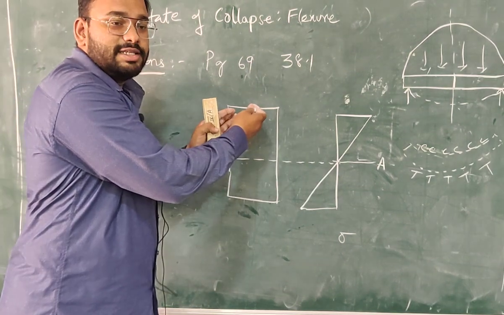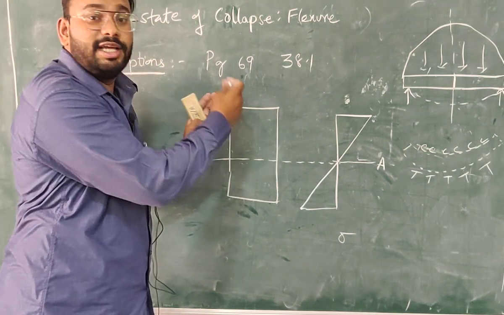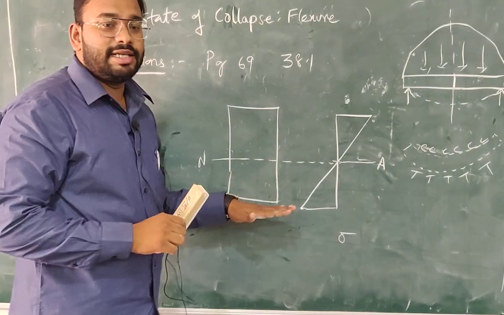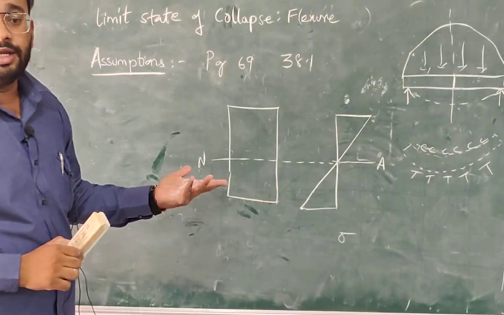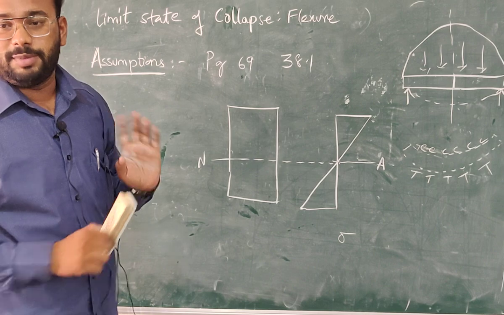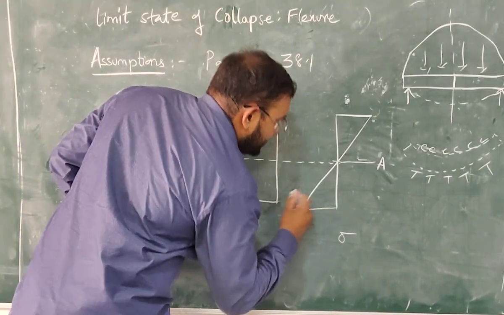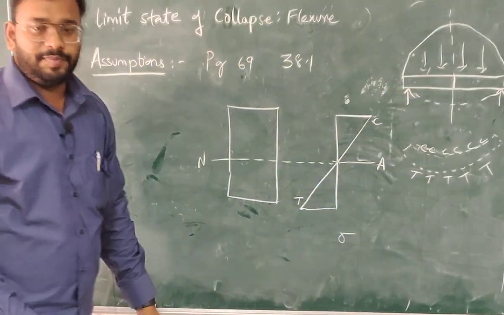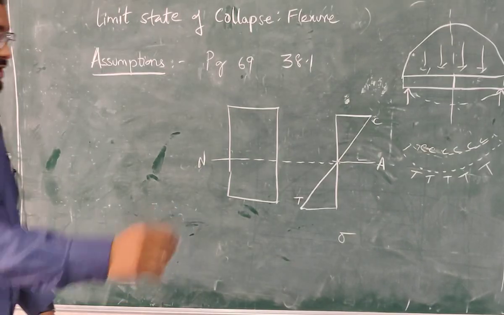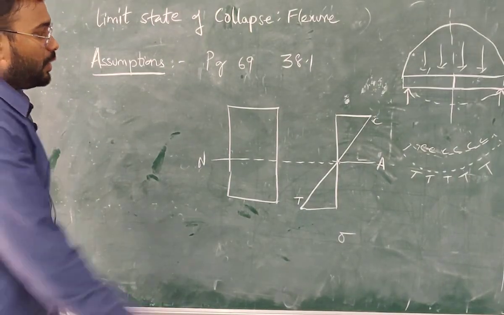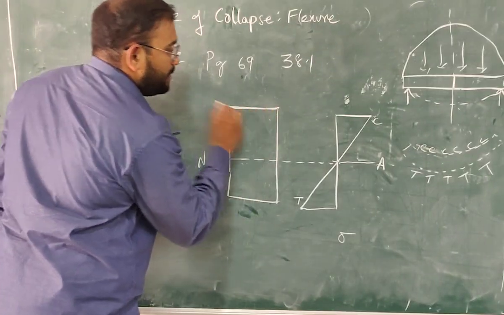Above this neutral axis, all the portion of the beam will be in compression. Below the neutral axis, the portion of the beam will be in tension. Very important point to be remembered. This is completely in tension, this is completely in compression. Clear?